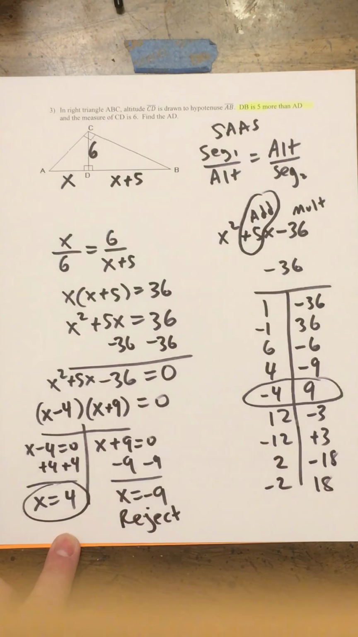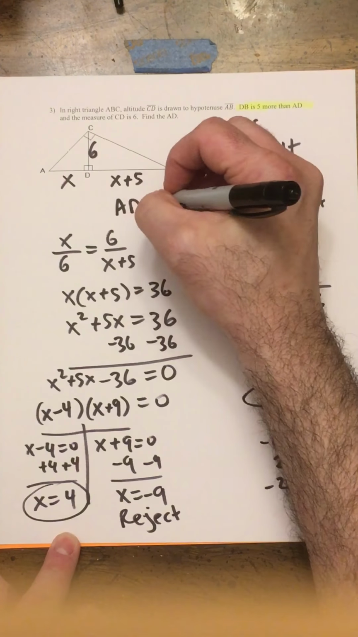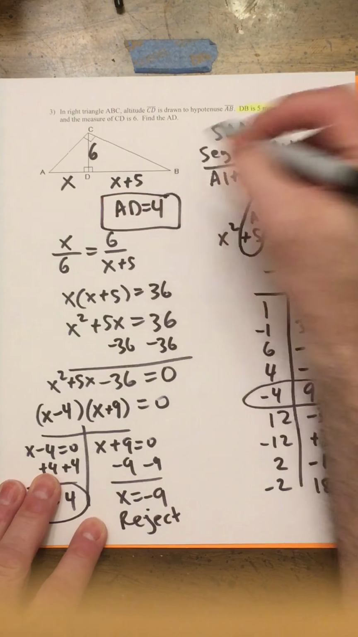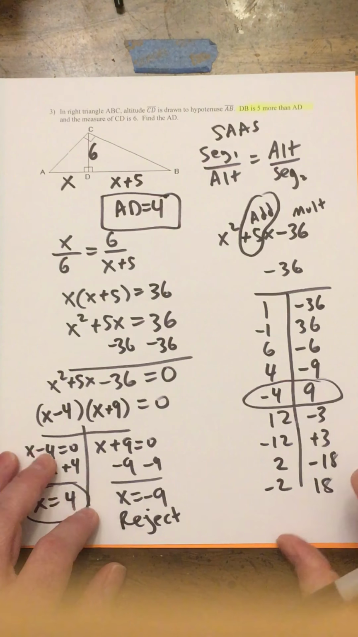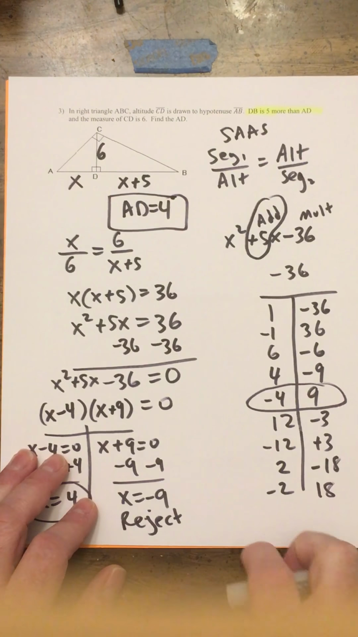And here's our one answer. So what do we want to answer? Find the length of AD. AD equals 4. That's exactly what we needed. I'll box it. And that's how you solve this more complex equation. And I'll be doing a second video that has the rest of the lesson.